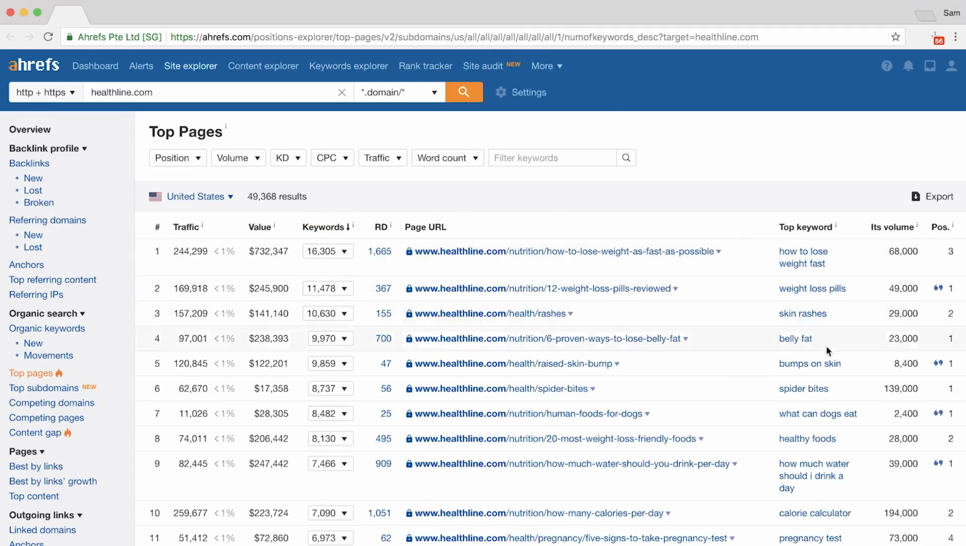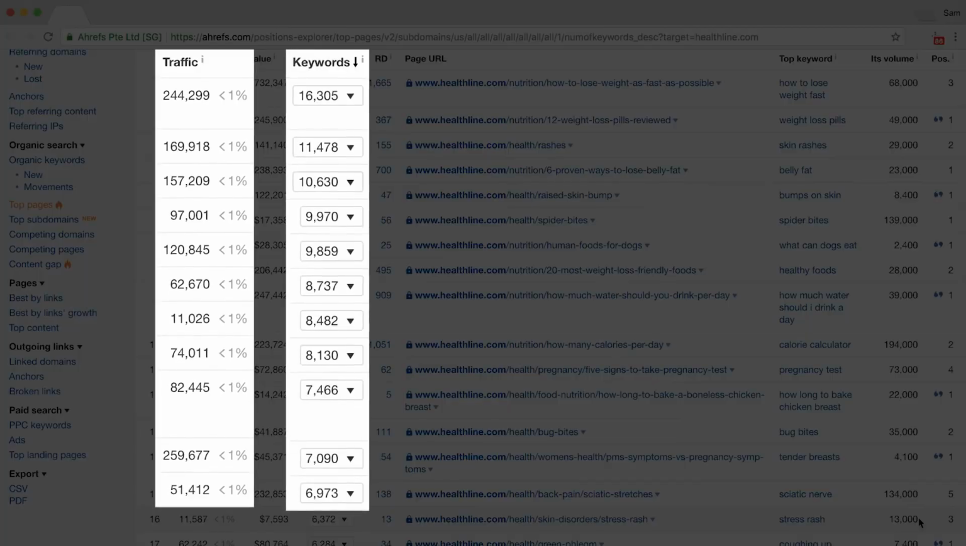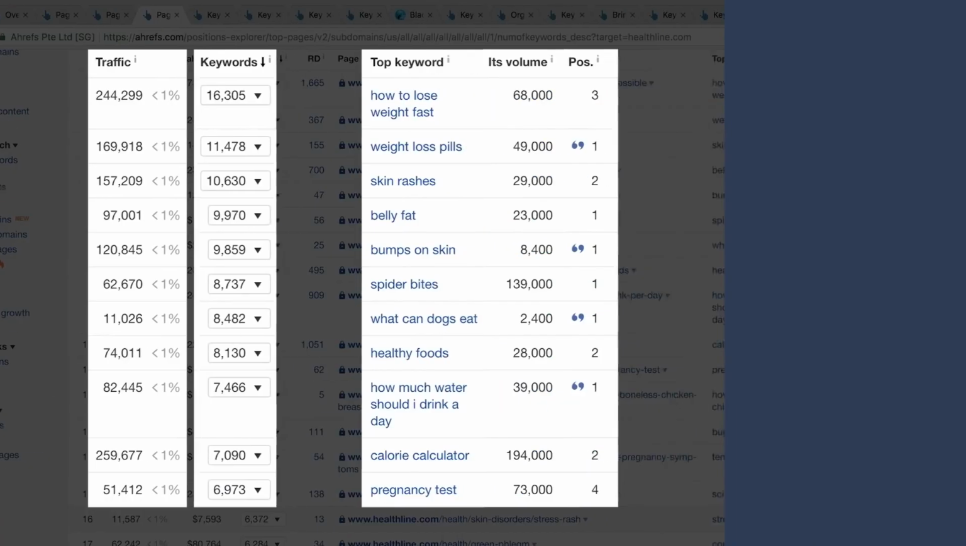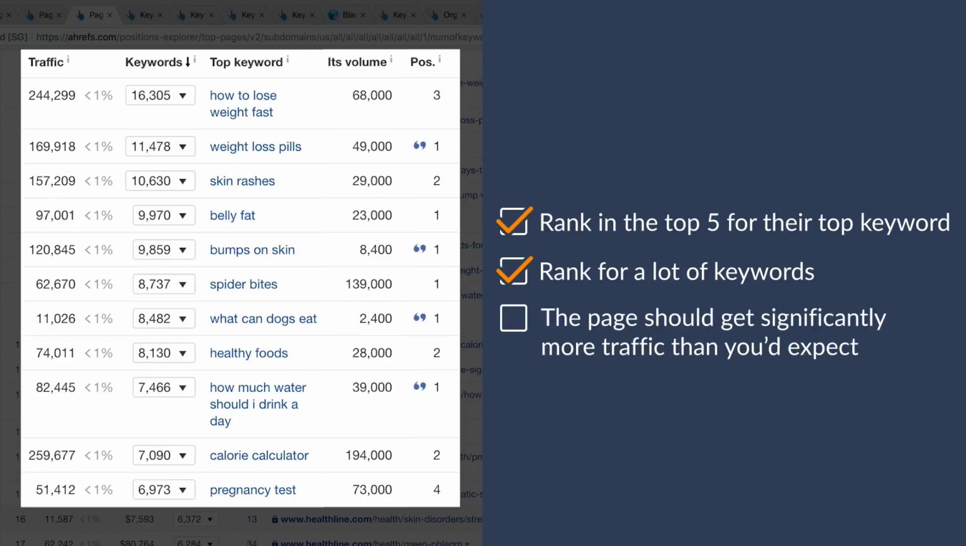In order to identify these long tail topic opportunities, you want to look at these columns: traffic, keywords, top keyword, its volume, and position. So let's analyze their top pages and set a checklist to identify the most obvious long tail topic opportunities. First, the page must rank in the top 5 for their top keyword. Next, they should rank for lots of keywords and get a good amount of search traffic. So far, so good. The final point is that the page should get significantly more traffic than you'd expect based on their ranking position compared to the search volume of their top keyword. And in Healthline's case, that only excludes a couple of these pages.